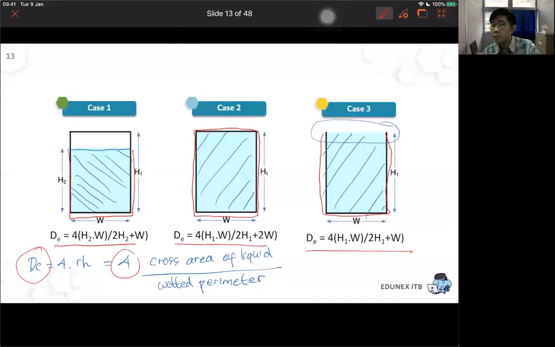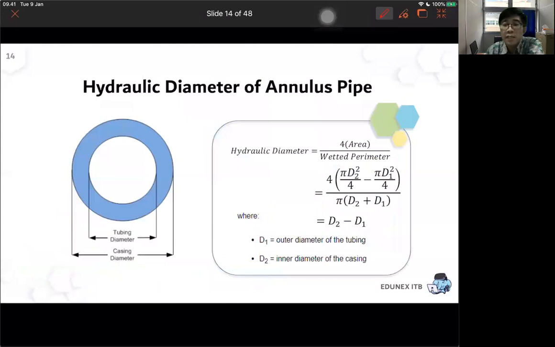Okay, so let's continue. How about this one? The left figure is called the annulus pipe. Annulus pipe is a double concentric pipe. So it means there will be a smaller pipe inside the bigger pipe with the same center. And then the water will be flowing inside the space between these two pipes. That's called the annulus. Normally, you can find this type of arrangement in what we call a shell and tube heat exchanger.